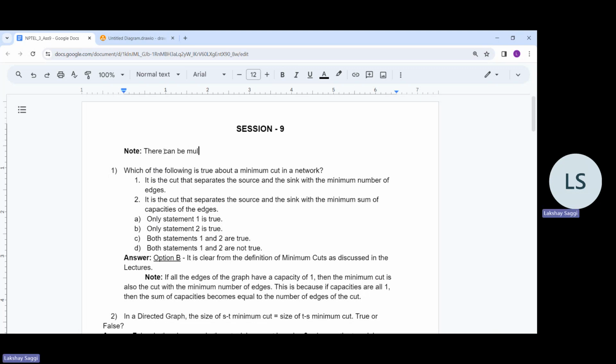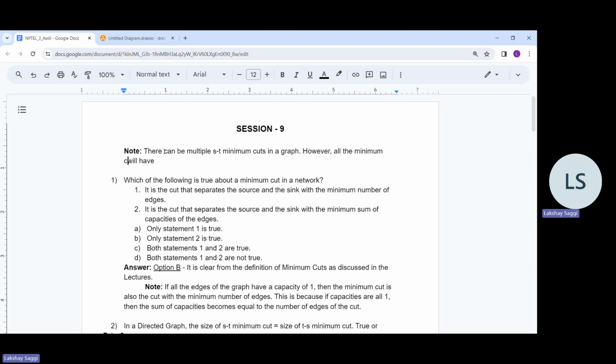So there can be multiple minimum ST cuts in a graph. However, all the minimum cuts will have the same size. Because if two cuts have different sizes, then one of them is not the minimum cut. So yeah, there can be multiple ST cuts, but they will all have the same size.